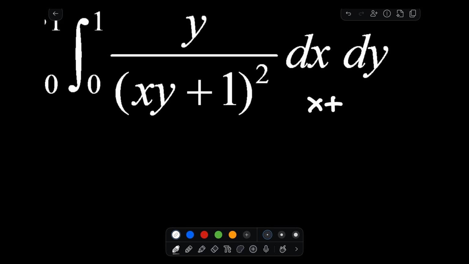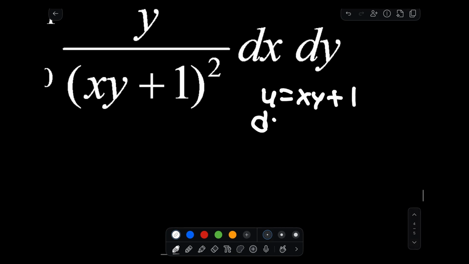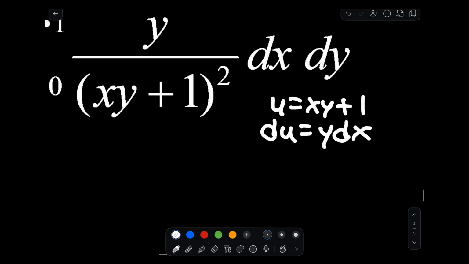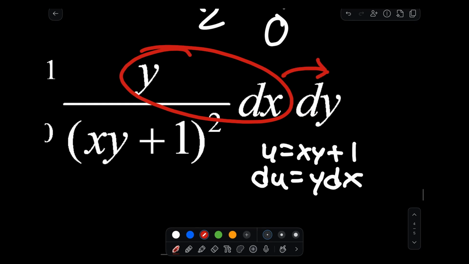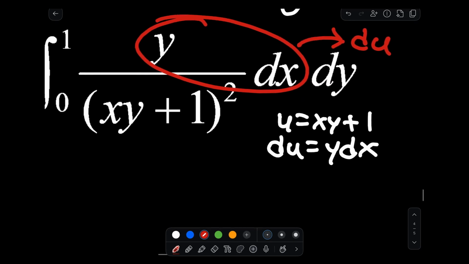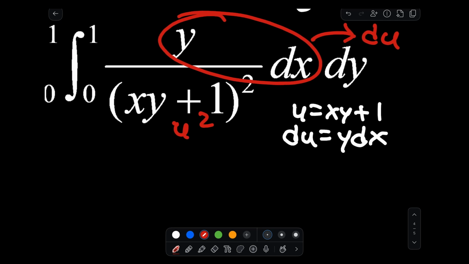So let's try something real quick. We can try u equals xy plus 1, du equals y dx. Okay, I see something right here. So this is replaced with our du, and this is replaced with u squared. This makes our integration a lot easier.